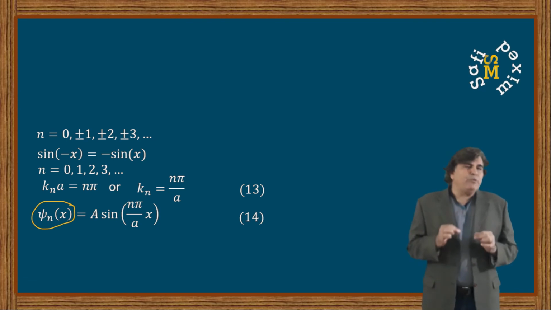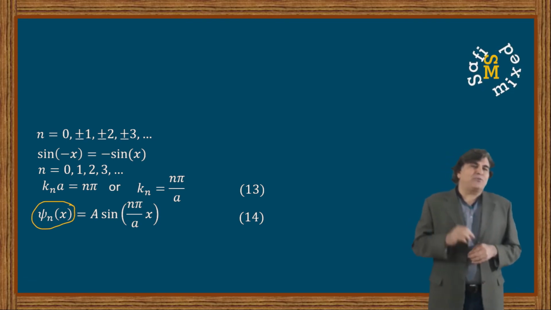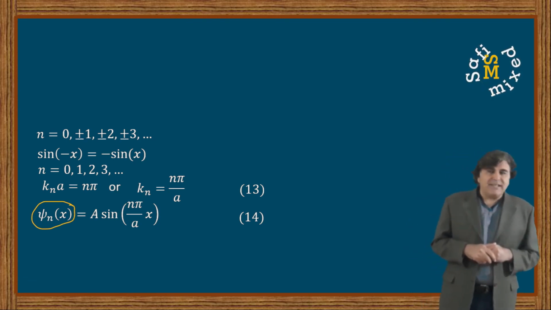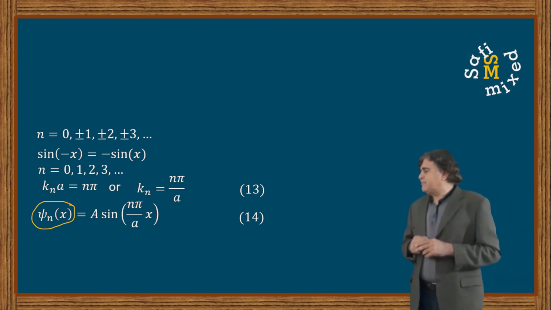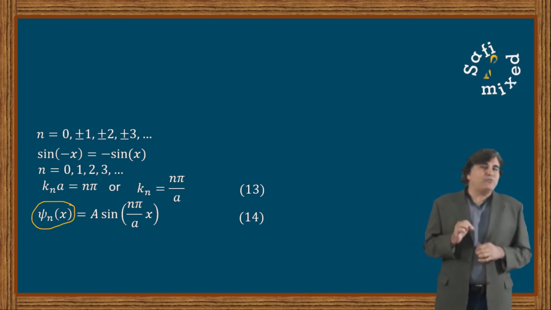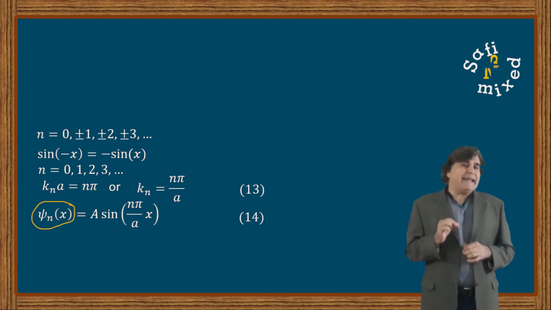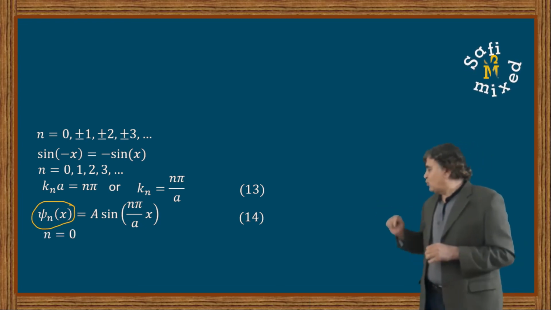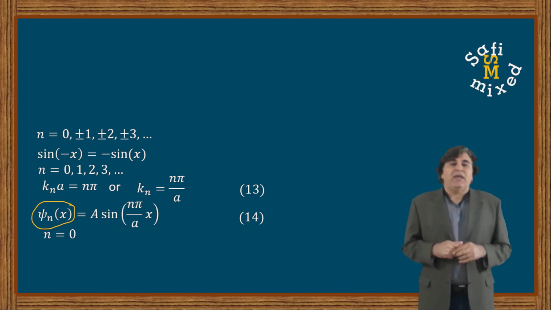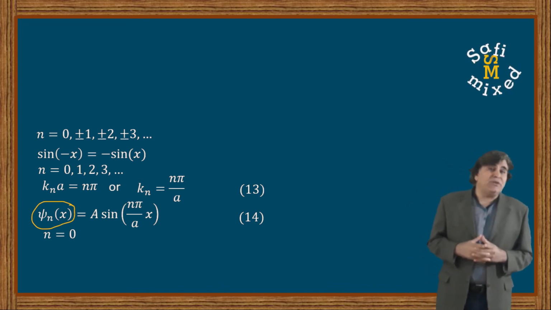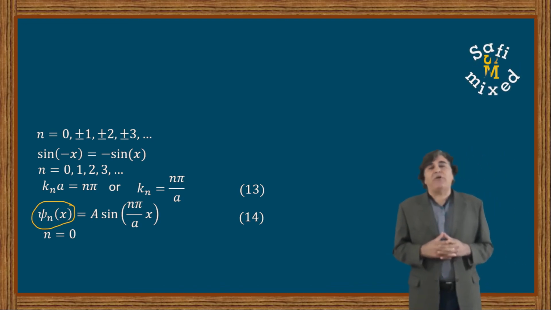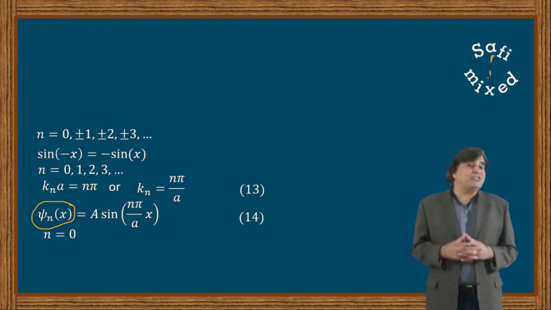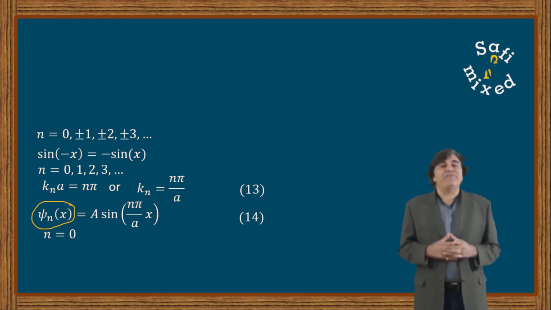If you carefully observe, there is another problem with the wave function given in equation 14, and that problem is for n equal to 0. Because for n equal to 0, the wave function vanishes for all values of position x inside the well.